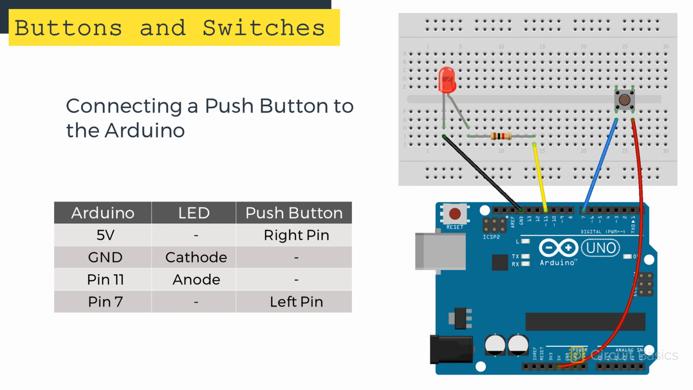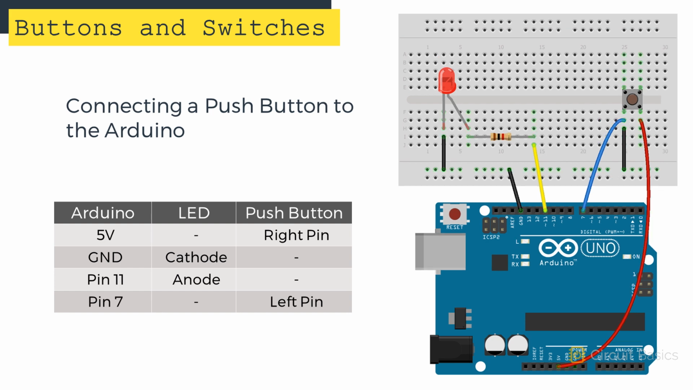We need to fix this by making sure the button pin stays low when the button is not pressed. So how can we do that? The easiest way is to connect a wire from the left side of the push button to ground. This will keep the button pin low while the button is not pressed. But we're going to have a problem when we press the button. All of this current will quickly flow to ground, which could damage the Arduino.